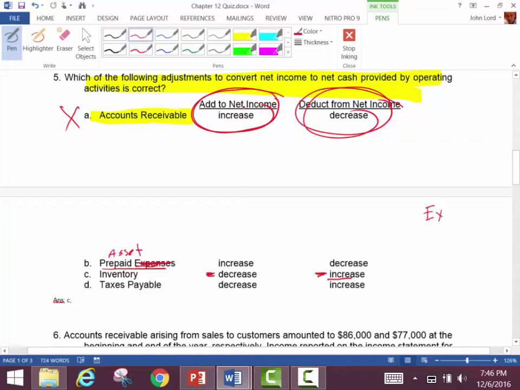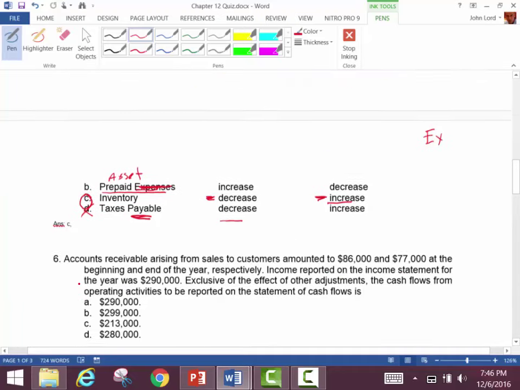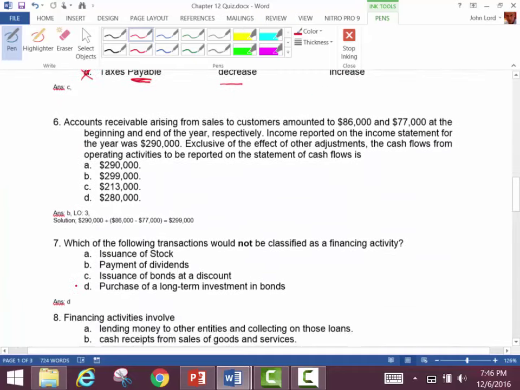Current asset. Taxes payable, a payable. If the payable decreases, I should not add that to net income. I should decrease it from net income. So that one's not right. Okay, so C is the only one that followed our rule. Okay. Remind me never to talk about that question again.